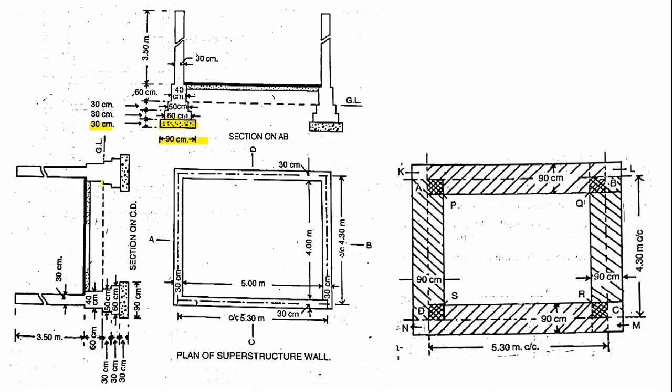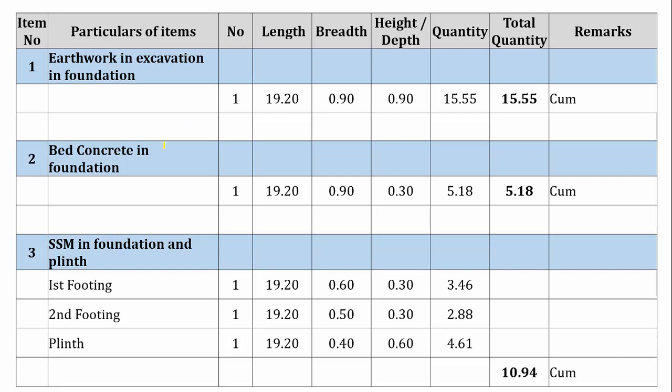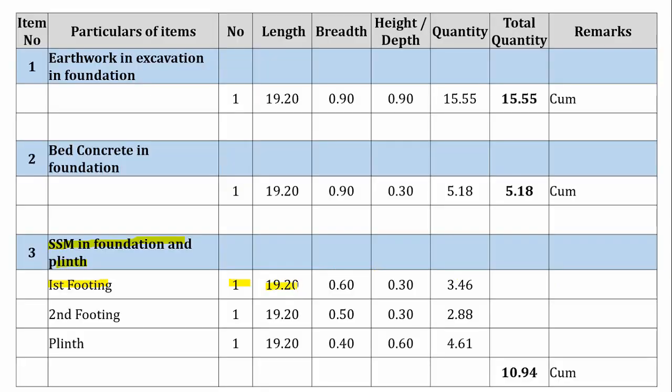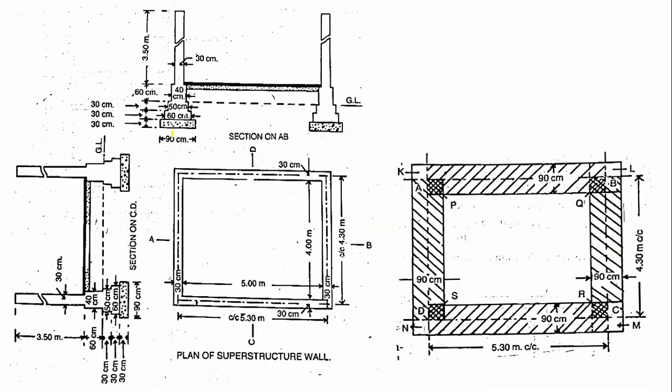Next we will go to the size stone masonry works. In this size stone masonry work, there is the first step, the second step, then the plinth. One by one we will calculate now. Size stone masonry in foundation and plinth. First footing, 1 number. Again, how do you calculate length? Same thing: L is equal to CL minus N into B divided by 2. Here N is equal to 0, so this term will be 0, and the length will be equal to the center length, 19.2 itself. Next you have to multiply by breadth and depth.